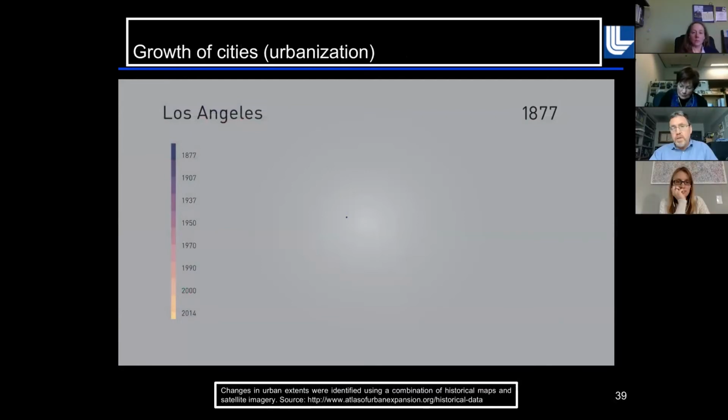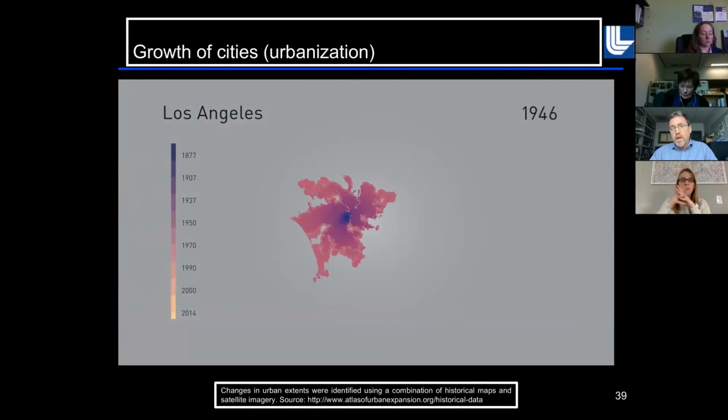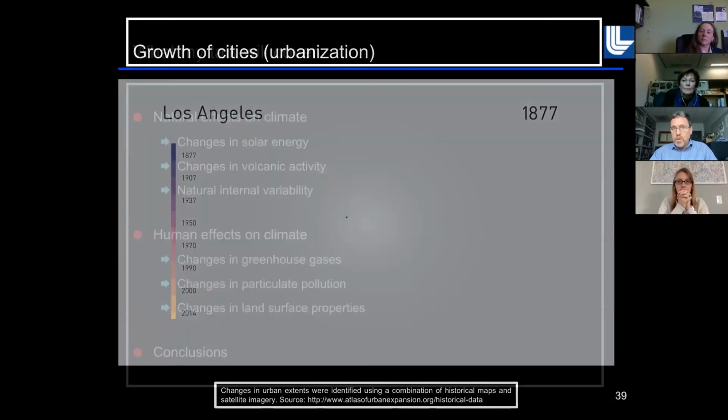thing that we do is we change the surface of the land by urbanization. And this is just a little animation of the growth of Los Angeles from the 1800s through to the present. And you see in the 1920s, the rapid expansion of Los Angeles. Again, we're changing the surface of the planet, not only here, but at mega cities around the world. And that has some implications for local climate.